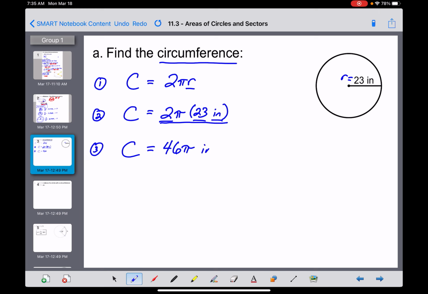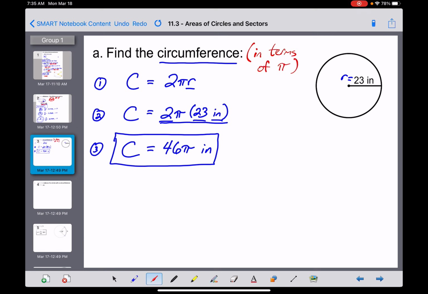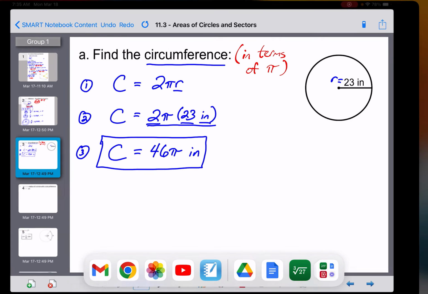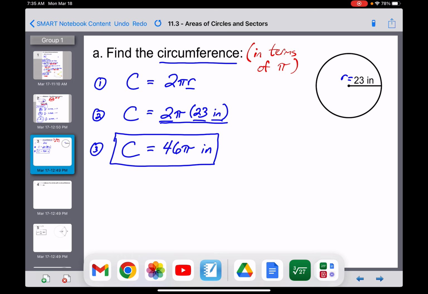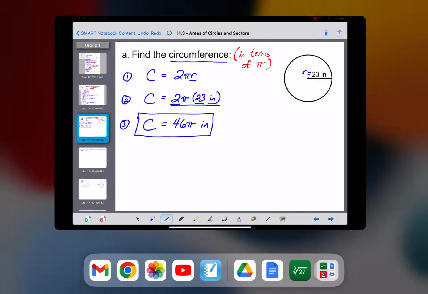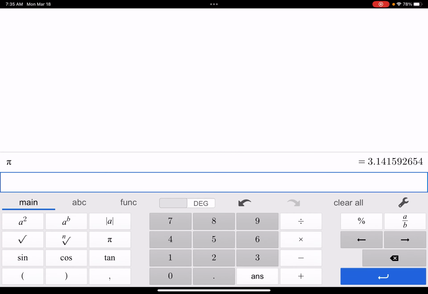Inches are the only units we have right here, so that is the answer I'm going to ask you guys to give me here, and I probably should have put this in the directions, in terms of pi. Or you also could have said an exact answer as opposed to a rounded one. Now listen, if we were actually building something in our backyard, like a pool, and you wanted a border around it or something like that, it's more useful to you to actually know what that is rounded.